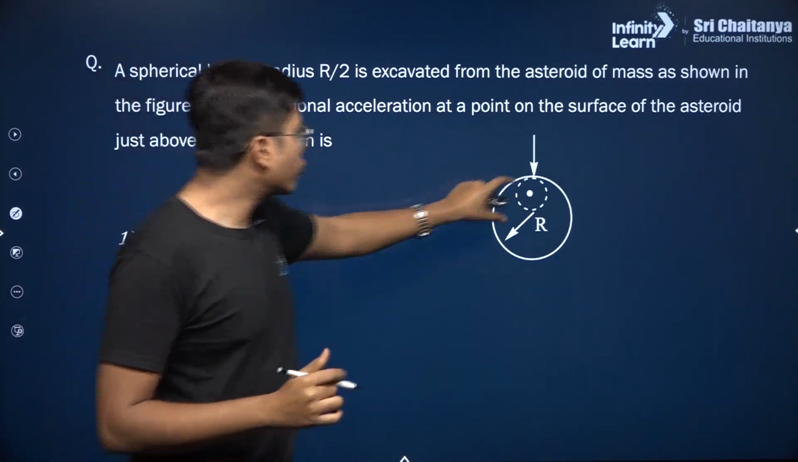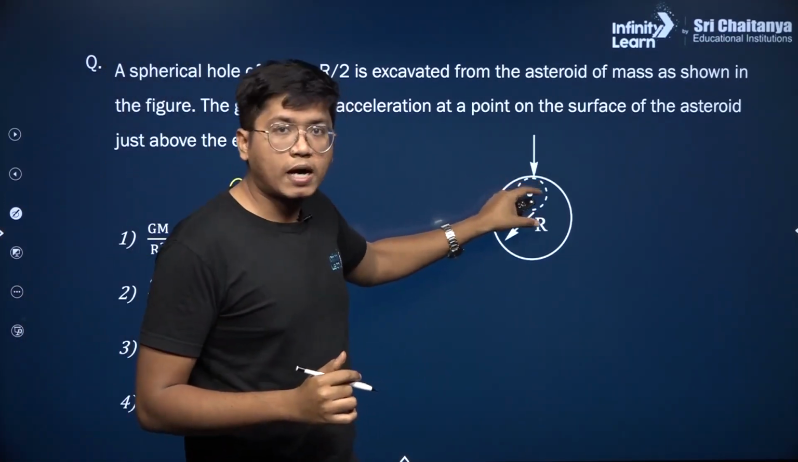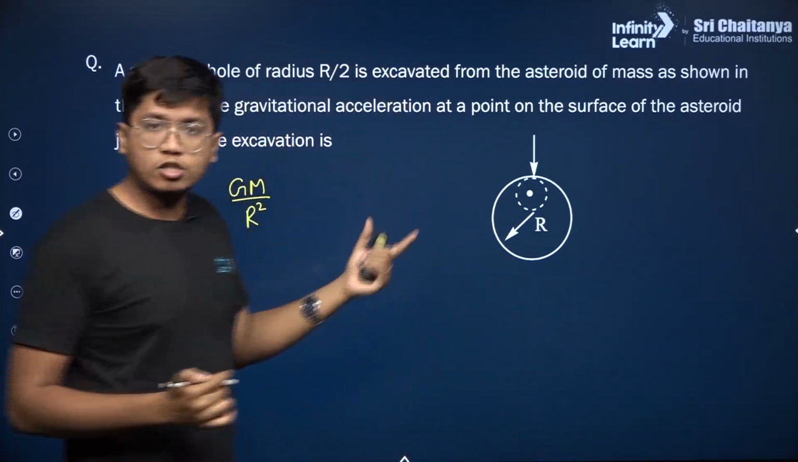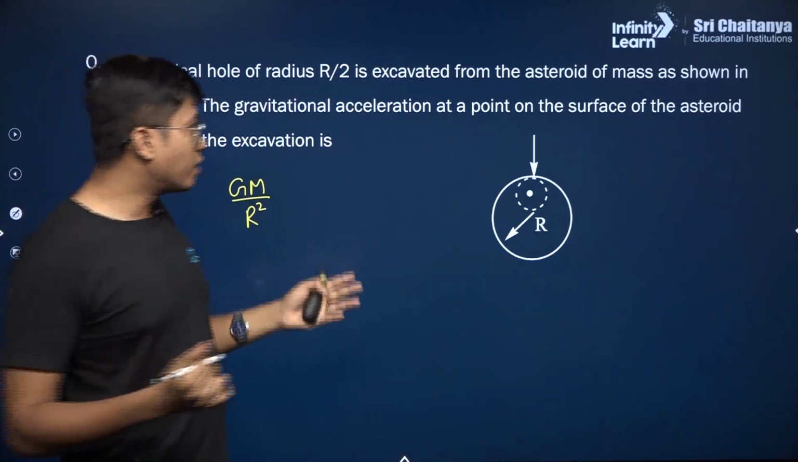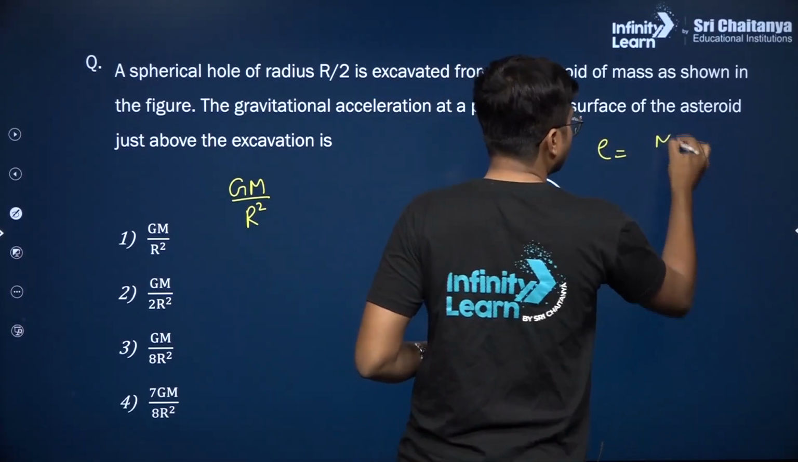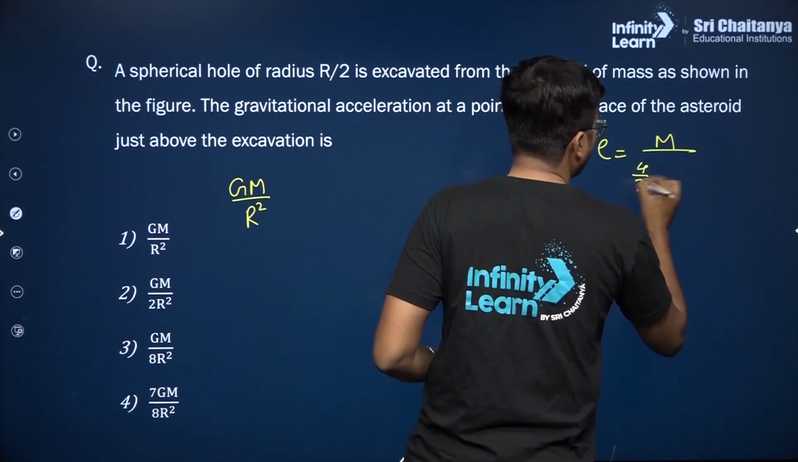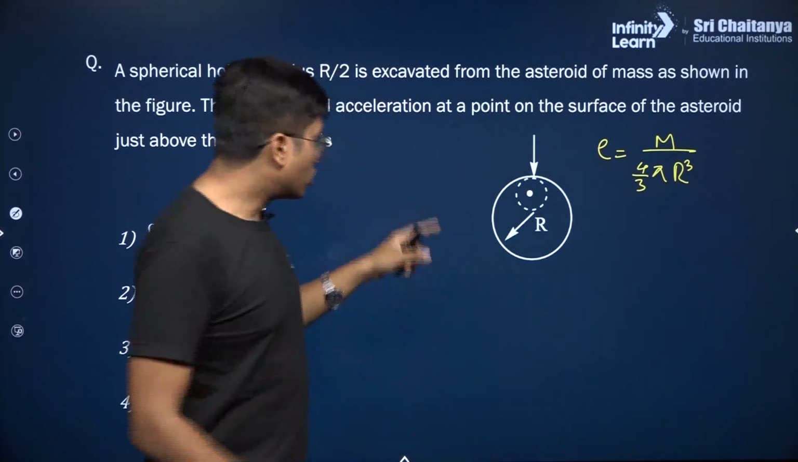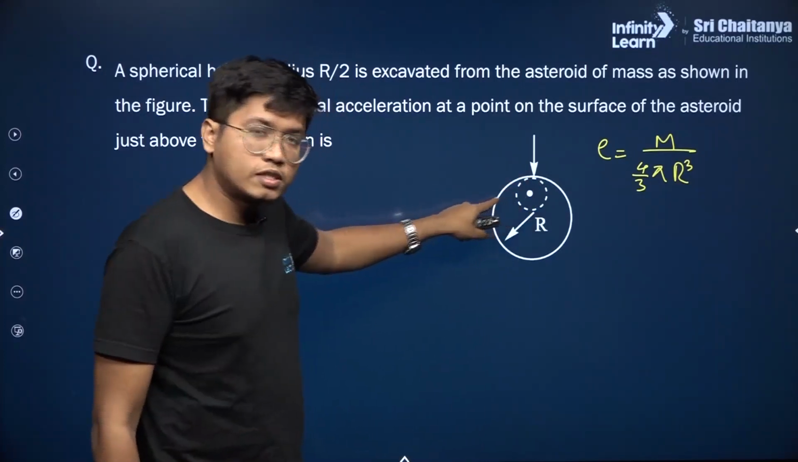Now firstly we have to find out what is the mass of this part that has been excavated out. So the mass we can find out, the density has to remain the same. The density remains the same, so the density rho is equal to the total mass divided by 4 by 3 pi r cube. That was the actual density. So that means we can find what the mass of this is.